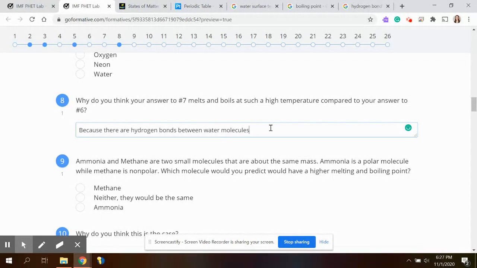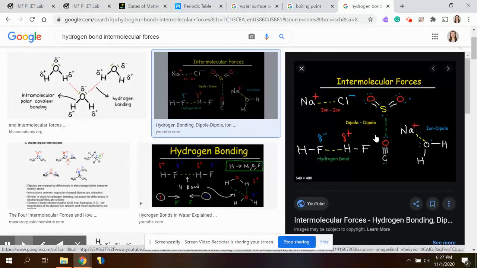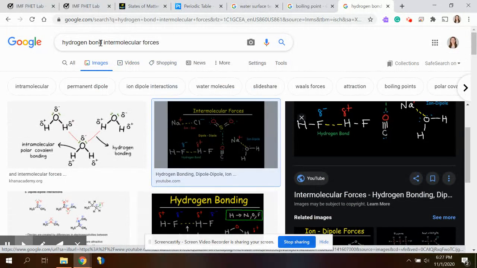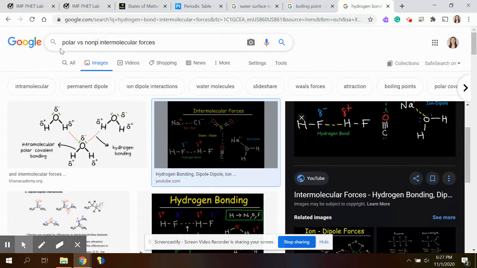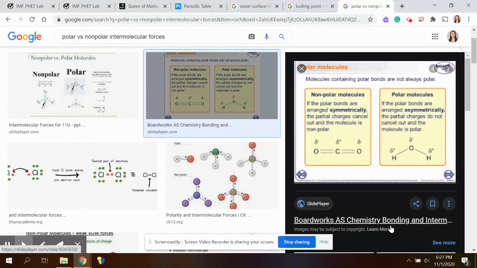Okay, so let's look at a couple other things. Let's look at a few hypothetical molecules. We have ammonia and we have methane. So let's talk about polar versus nonpolar. I kind of look at this for a second. So an ionic bond, super strong. Actually, let's do... Okay, perfect. Gotta love Google.